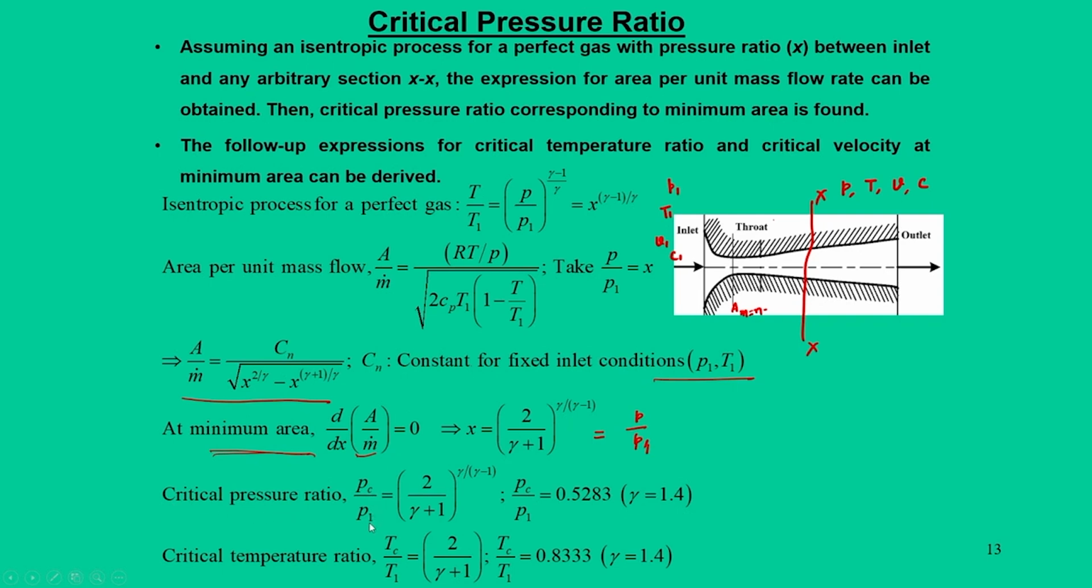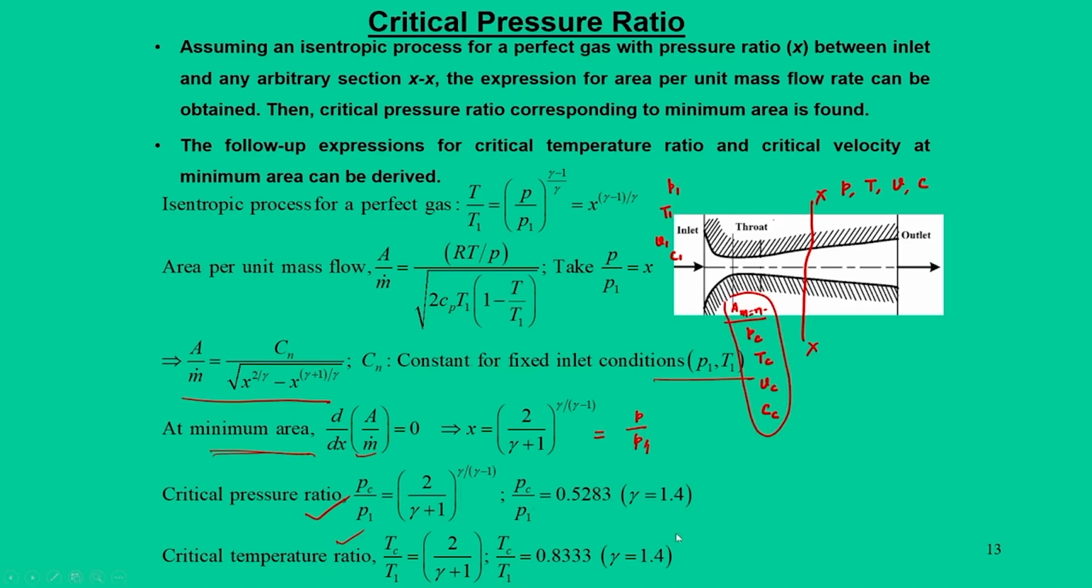So, we can get it from this expression by putting x is equal to (2/(gamma+1))^(gamma/(gamma-1)). We can find out the critical pressure ratio. Once you have the critical pressure ratio, you can as well find out the critical temperature ratio. So, critical condition means we have a minimum area, and the conditions are Pc, Tc, specific volume at c, and flow velocity Cc. So, these are the conditions for minimum area situations.